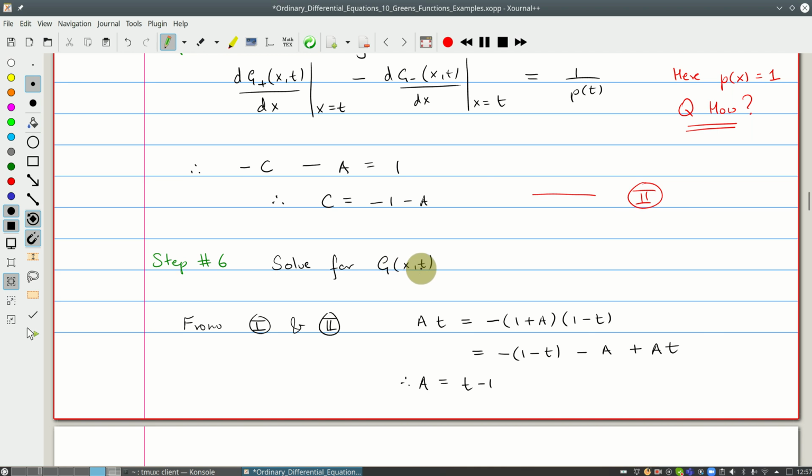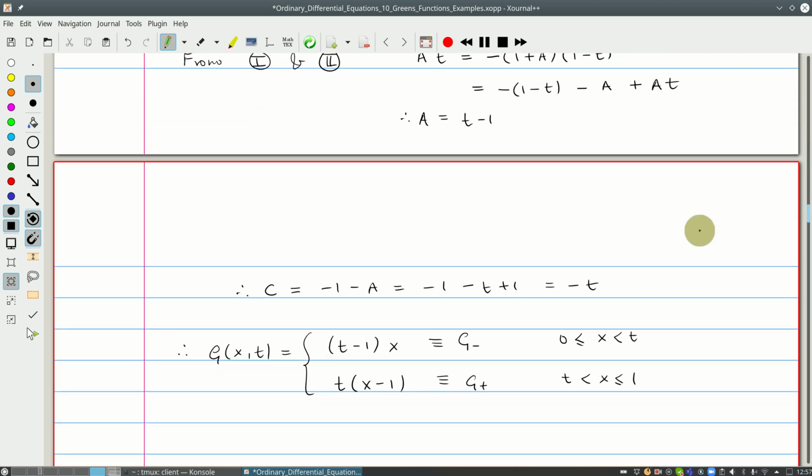Solve for g of x comma t, and from 1 and 2 what you can show quite easily is that a is equal to t minus 1 and c is equal to minus t. Therefore you can write the entire Green's function now. G of x comma t is equal to t minus 1 times x, that's g minus, and that's valid when x is less than t. And then we have in the part where x is greater than t, it's t times x minus 1, and that's g plus. It's a piecewise function.